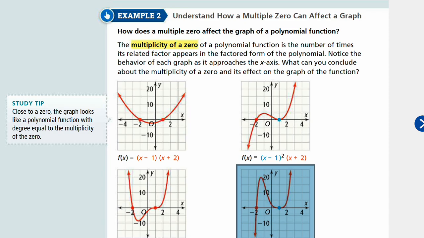Continue with example 2 in lesson 3-5. Understand how a multiple zero can affect a graph. How does a multiple zero affect a graph of a polynomial function?